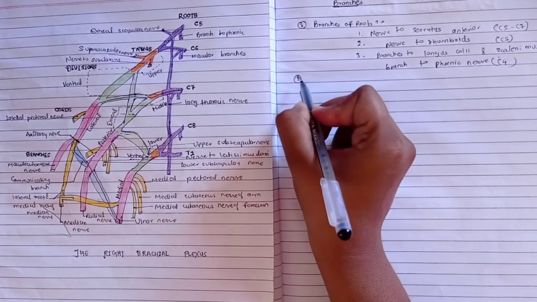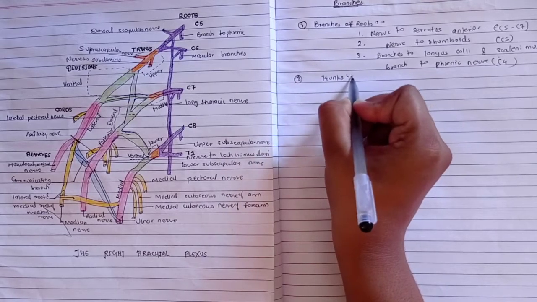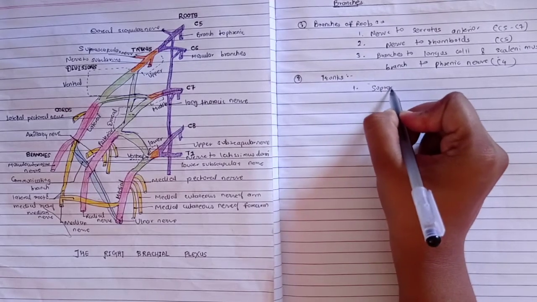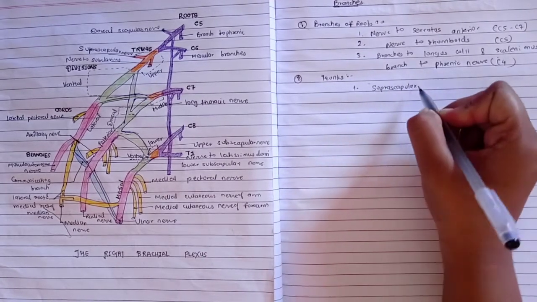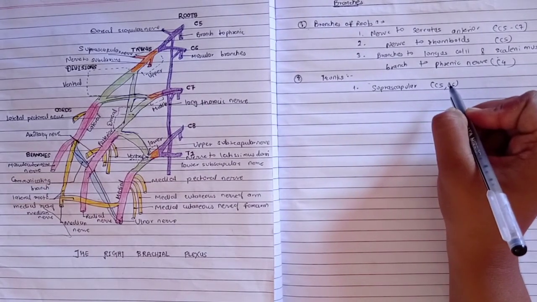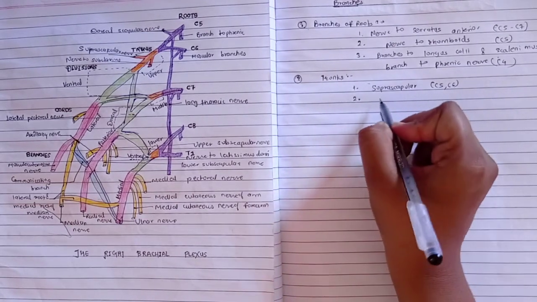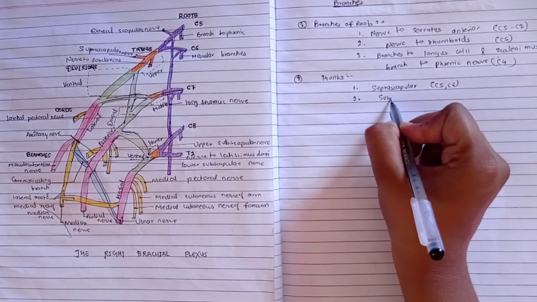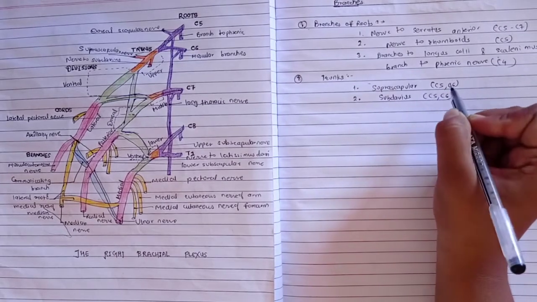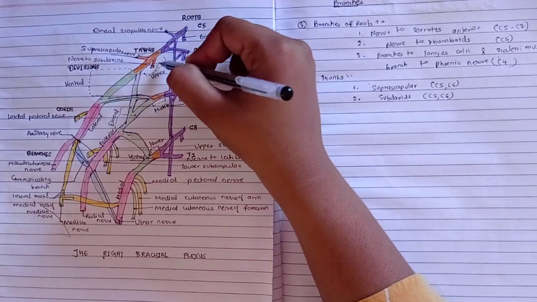Number 2, branches of the trunks. The branches of the trunks arise only from the upper trunk, which gives two branches. First is the suprascapular nerve and the second is the nerve to subclavius. So these are the two branches.